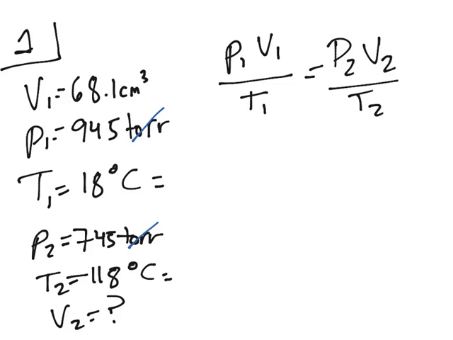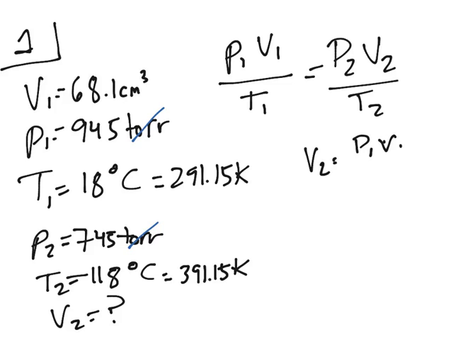So converting this, we'll get 291.15 Kelvin, because it's simply adding 18 plus 273.15, and 391.15 Kelvin. So our units are fine now. Now let's solve for V2, which is what we want in this equation. So V2 would be equal to, we still have P1 times V1. Now the temperature will be multiplying as it goes like this, and the T1 is still down there, and the P2 is here.